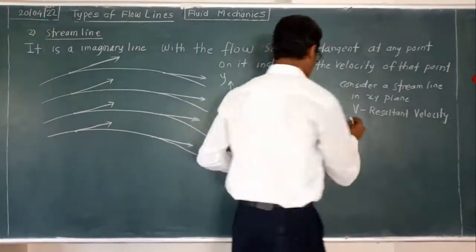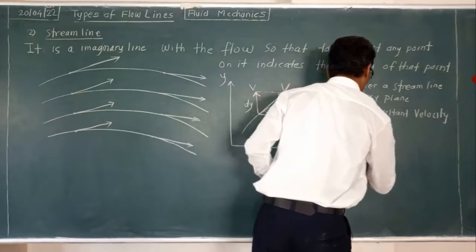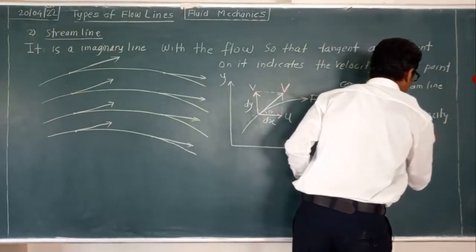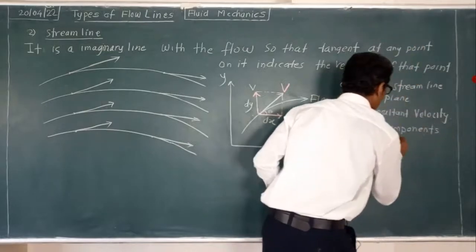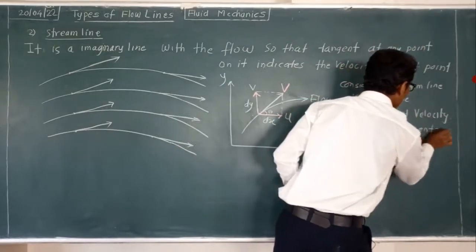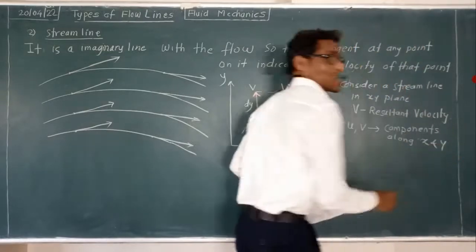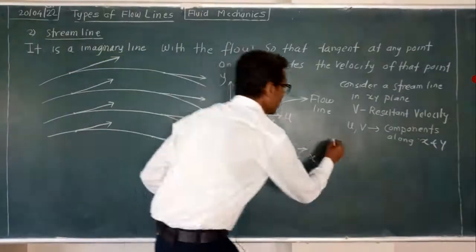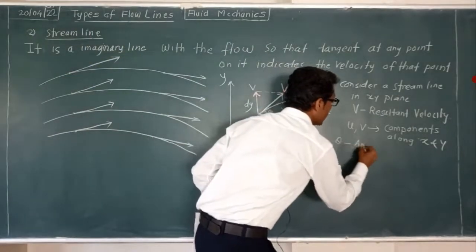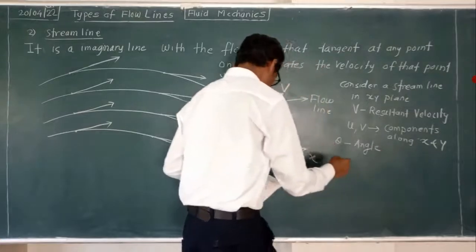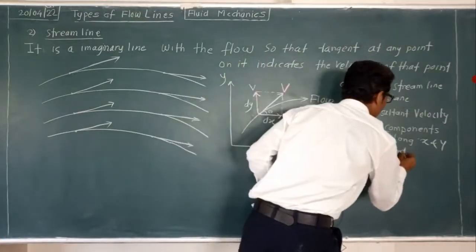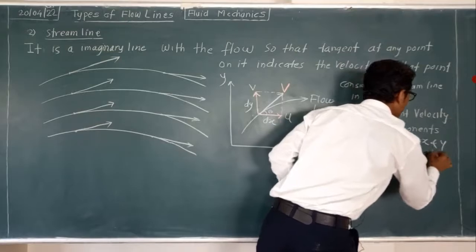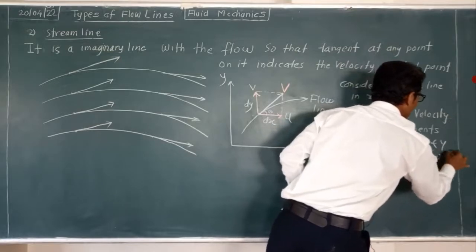So we express here that u and v are the velocity components along the x and y directions. Theta is the angle made by the v vector with the horizontal.